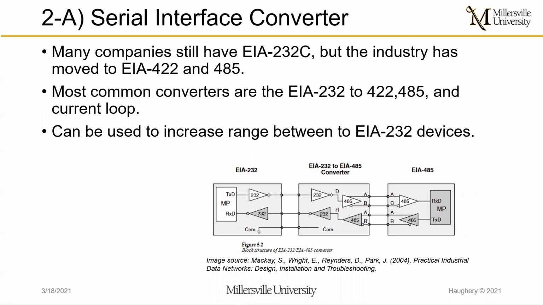Many companies still have the EIA-232, but the industry has moved on to the EIA-422 and more recently the 485. The most common converters are the EIA-232 to 422, 485, and current loop. These converters are used to increase the range between two EIA-232 devices.